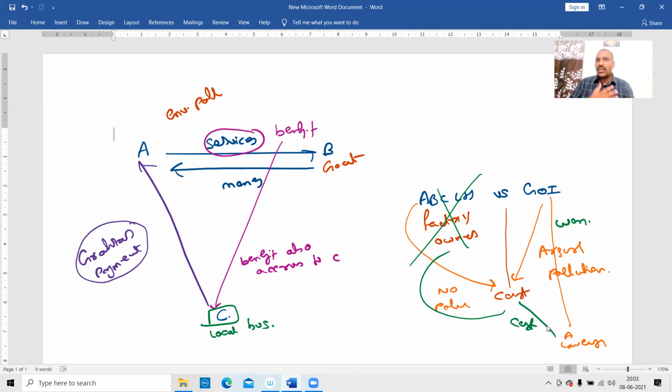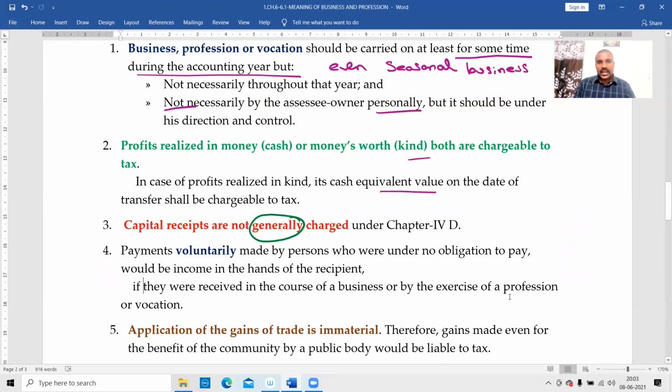I worked for government, but because of my work, C also is being benefited. Therefore, C paid money to me. It is a voluntary payment. Sir, whether it is taxable, yes, it is taxable. No obligation. Whether C is my client, no. Whether C has any obligation to pay the amount, no.